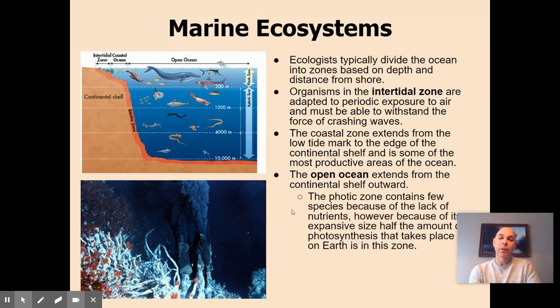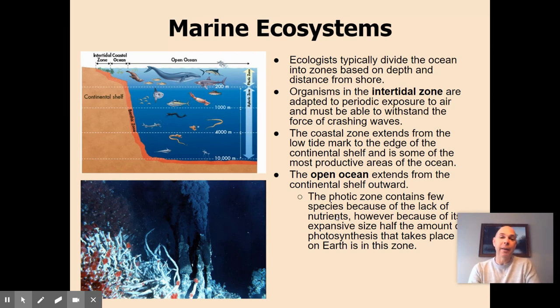And within that photic zone, we will find more life in the photic zone than in the aphotic zone. However, as I have here in the notes, the photic zone contains fewer species because of the lack of nutrients. In other words, in the open ocean, the further we get away from the land, there's going to be less nutrients because all the nutrients are really coming from the land, meaning runoff from rivers or runoff from literally coastal areas, carrying nutrients for plant growth, for algae growth. So without those nutrients, you're not going to find a whole lot of life out in the open ocean.